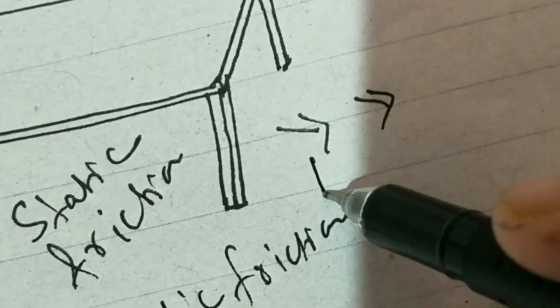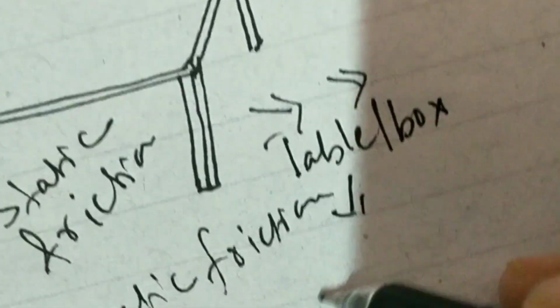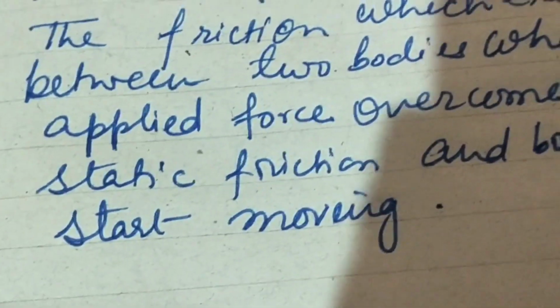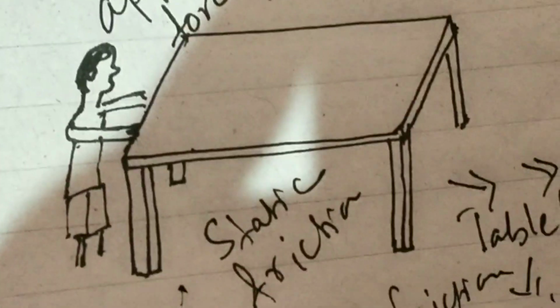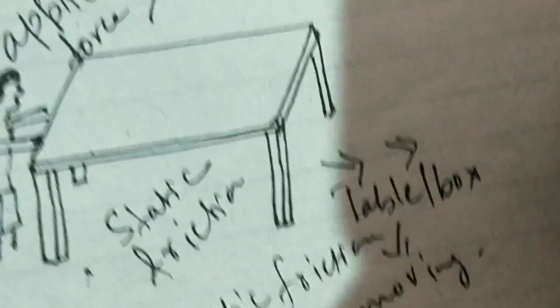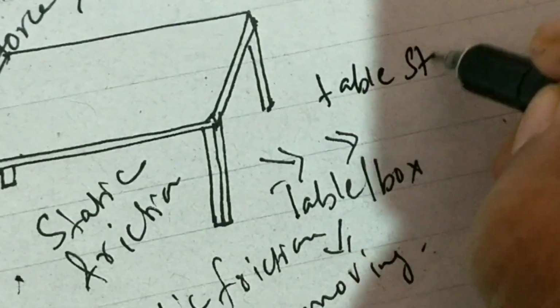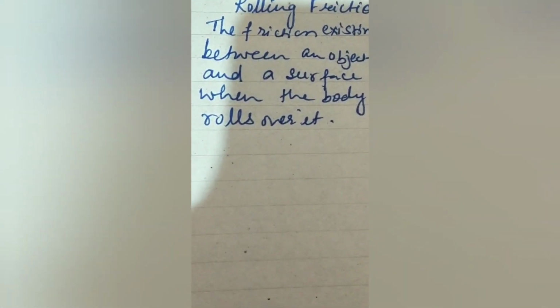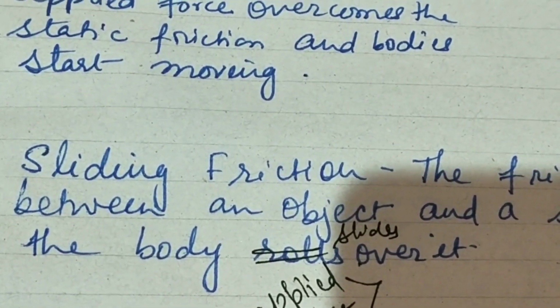Why is this called kinetic friction? Because the box is now moving. So the friction which exists between the two bodies when the applied force overcomes the static friction and the body starts moving is called kinetic friction. Okay, so kinetic friction is again of two types: sliding friction and rolling friction. Rolling friction is the friction that exists when one body rolls over another body which is at rest, and sliding friction is the friction which exists between an object and a surface when the body slides over it.